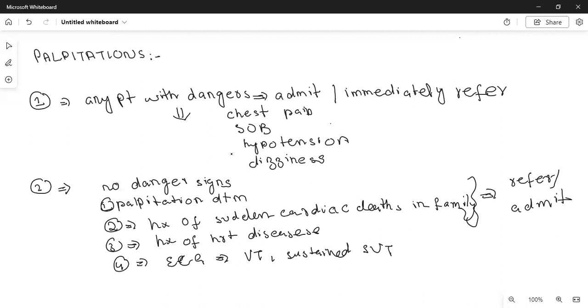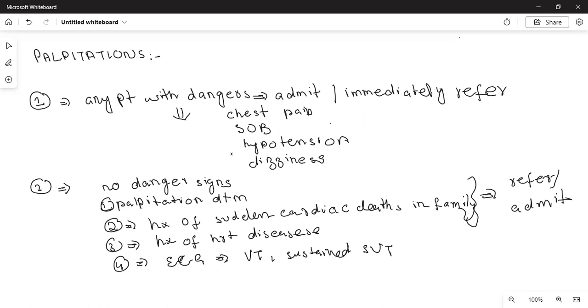And then you are going to proceed with your history, ask your differentials, and in the family history, you will ask about any history of sudden cardiac deaths in the family, okay? So any of these points: history of sudden cardiac deaths in the family, or the patient himself is a heart patient, or you've done an ECG and you found there is ventricular tachycardia or sustained supraventricular tachycardia, okay? Now, doing the ECG will depend upon the setting. If you are in the GP and the patient has come to the GP clinic, you can do an ECG. Okay, but if the patient has called you and is on your phone or video call, then you cannot do an ECG.